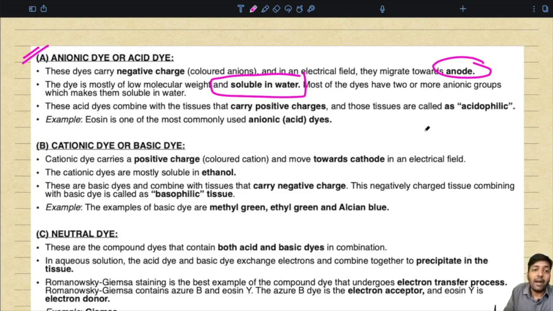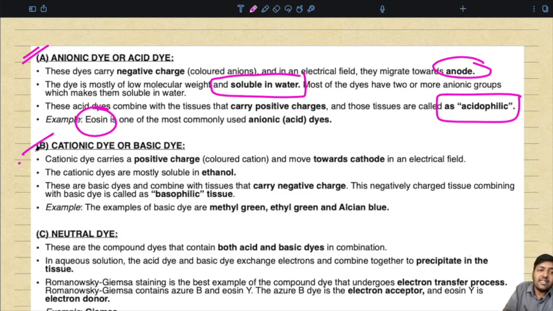These dyes will combine with the tissues that carry positive charge, and those tissues are called acidophilic. What are these components? The cytoplasmic proteins and the collagen. The most important example over here is eosin. It is one of the most commonly used acidic or anionic dyes.